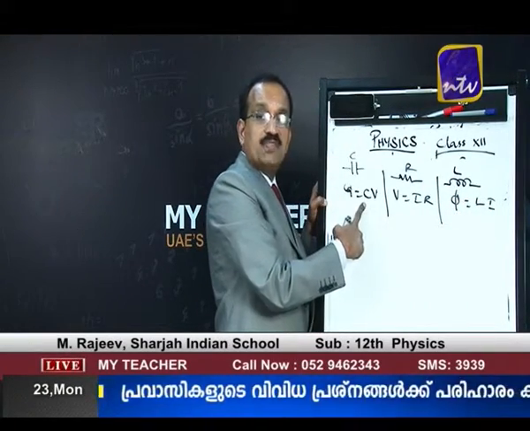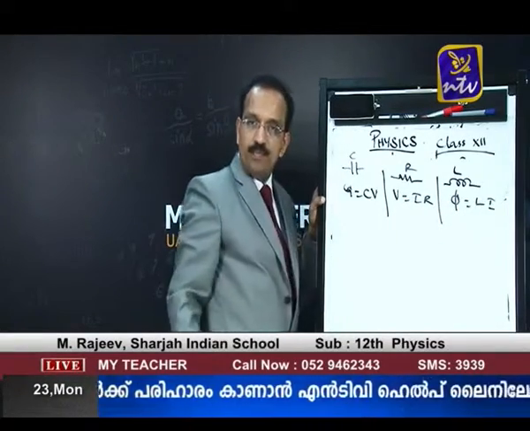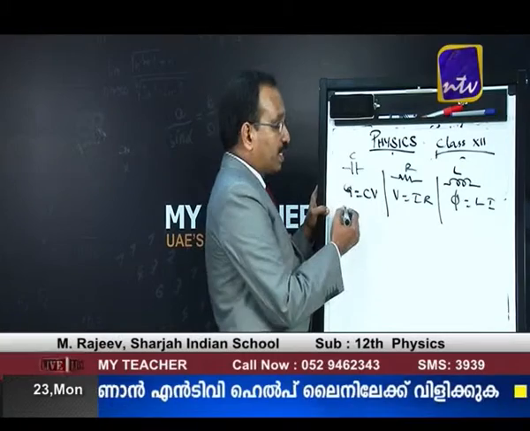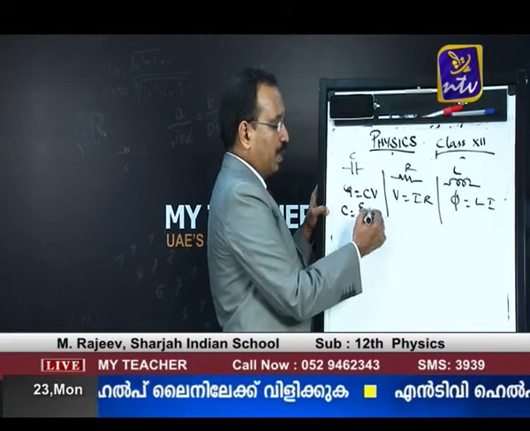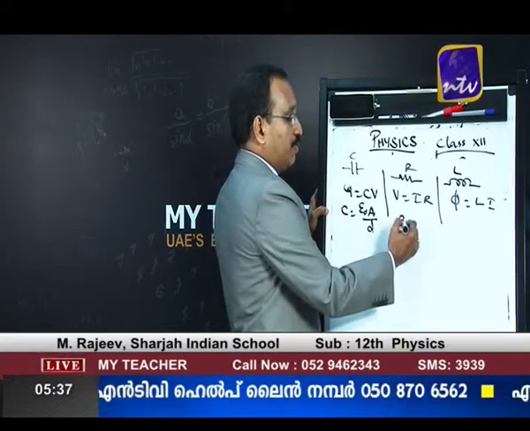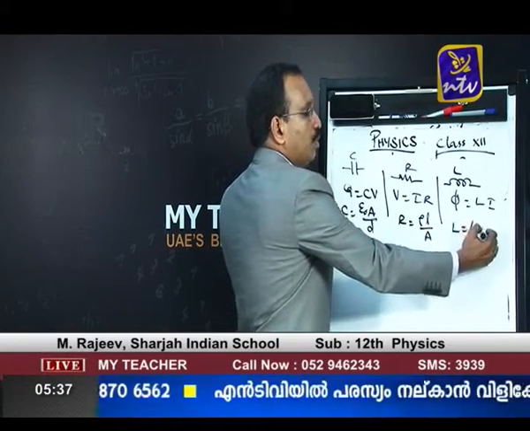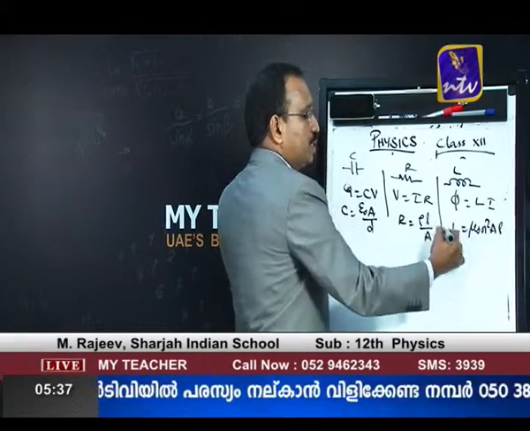The unit of capacitance is farad, resistance is ohm, and inductance is Henry. The factor affecting capacitance is epsilon 0 A by D. Similar to that, here we have the factor affecting resistance, rho L by A, and for inductance, mu 0 n squared A L. You see, this is the comparison.